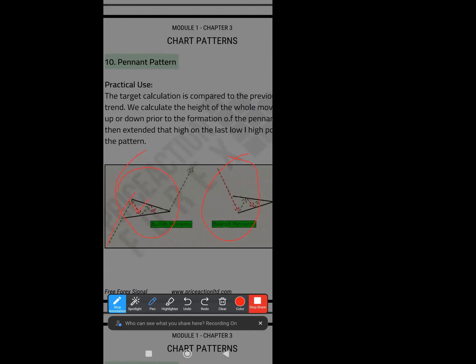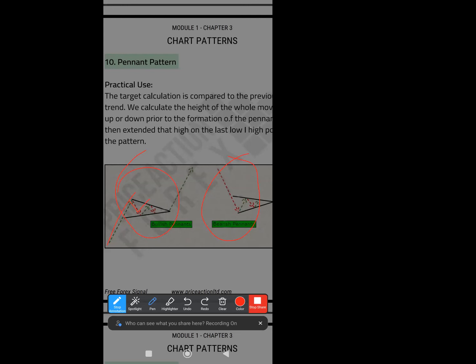What if it's a symmetrical triangle? That must have at least two lows and two highs. But this pennant might not even have two lows and two highs. You understand? There might be two lows and one high, or one low and two highs. So the life is short. The consolidation life is short compared to the symmetrical pattern. That's more of their difference.